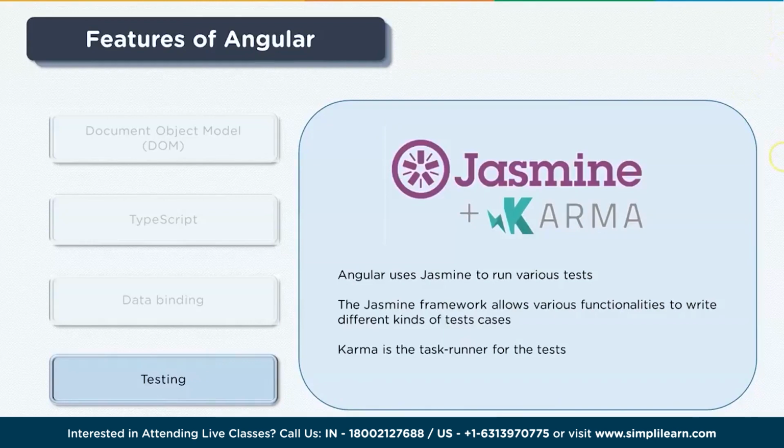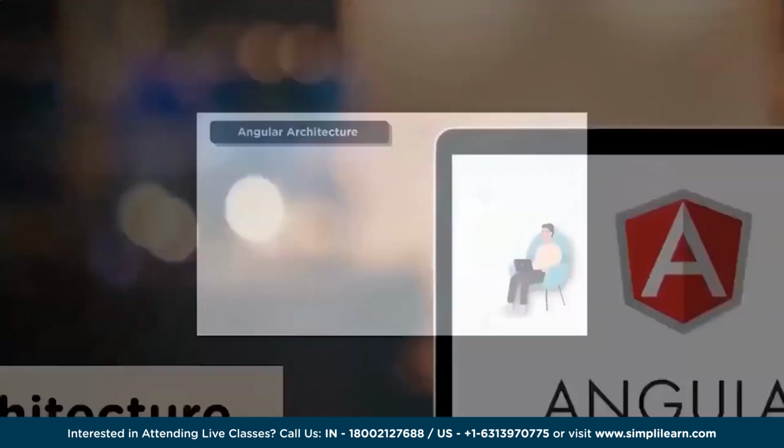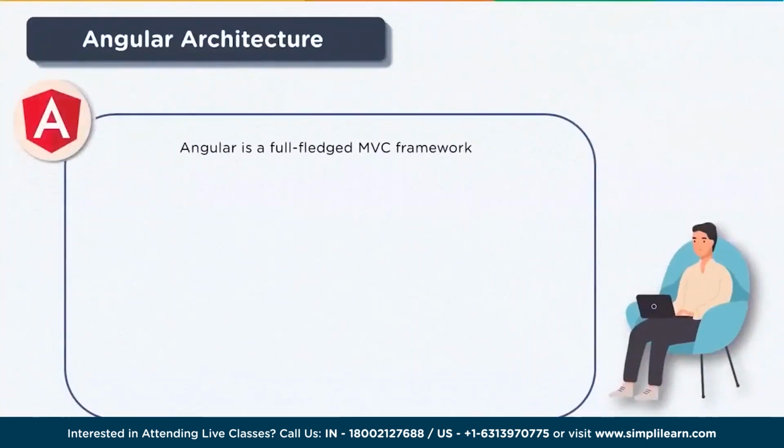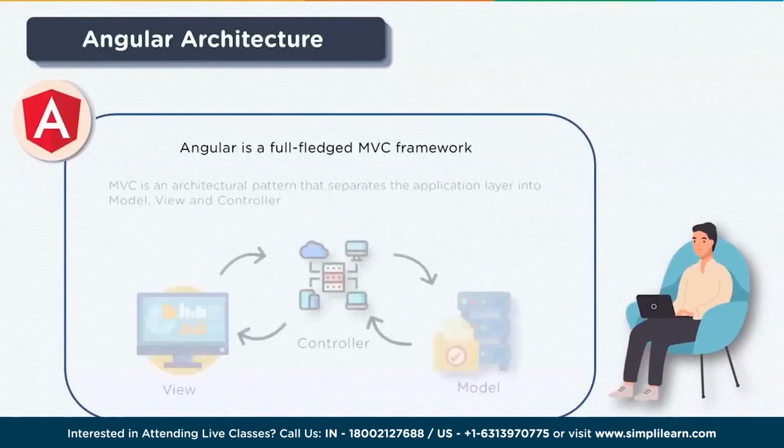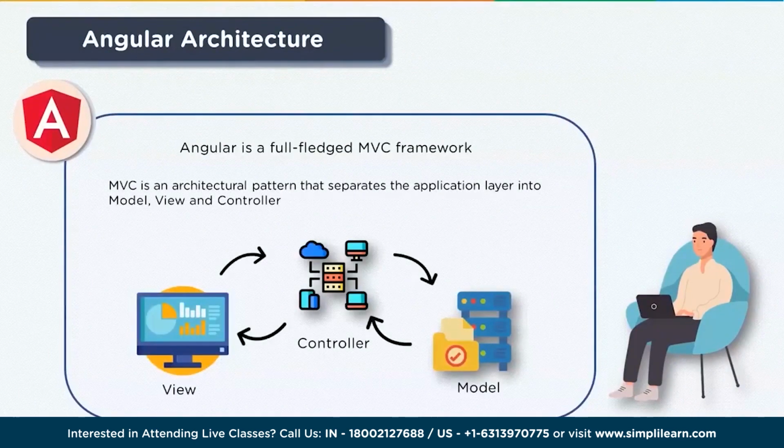Let's go ahead and understand the architecture of Angular. Angular is a full-fledged MVC framework. It provides a strong opinion on how the application should be structured, offers bidirectional data flow, and updates the real DOM. MVC, short for Model View Controller, is an architectural pattern that separates the application layer into model, view, and controller. Model relates to all the data-related logic. View, on the other hand, is used for UI logic of the application. And controller is the brain of the setup. It is an interface between the model and view.